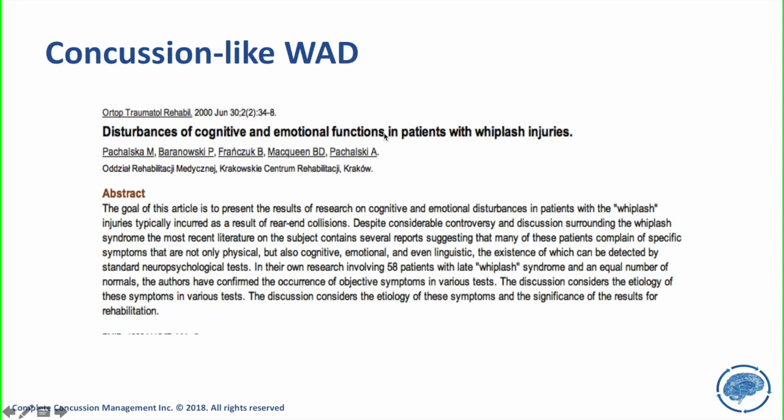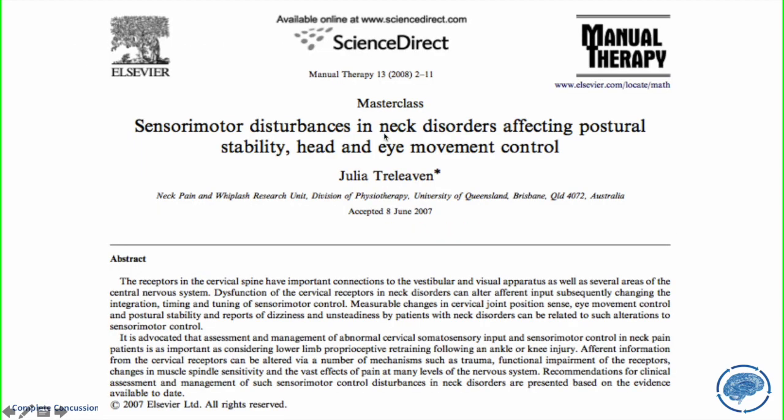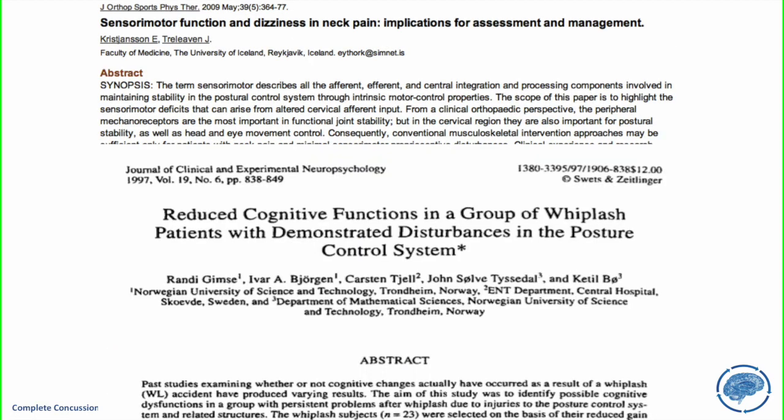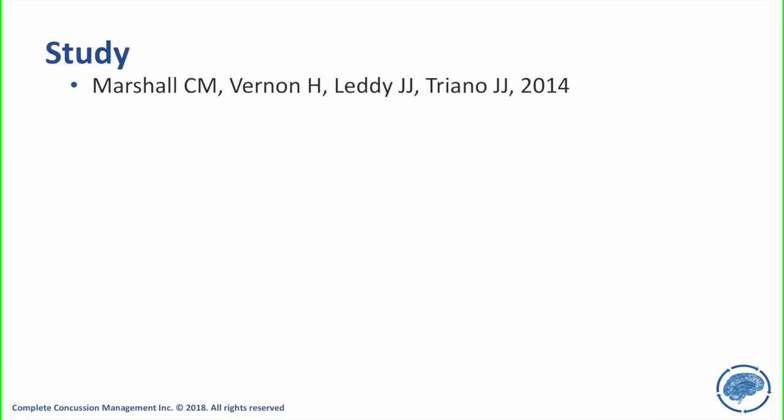Disturbances of cognitive and emotional functions in patients with whiplash. Sensory motor disturbances and neck disorders affecting postural stability, head and eye movement control. There's a lot of stuff coming out of Australia on this topic as well. Sensory motor function and dizziness in neck pain. Reduced cognitive function in a group of whiplash patients.